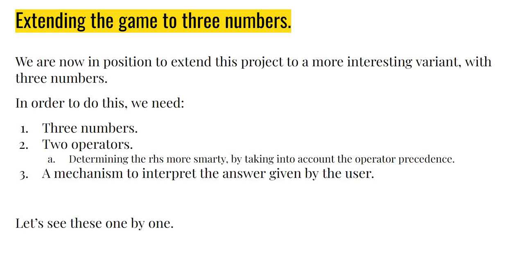And this is where this game gets quite interesting, because to determine the right hand side now requires a little bit more care, since these operators may not have equal precedence, which means we may have to do some operator before something else, like we do in algebra, like say in BODMAS, but we will come back to that point a little bit later. Finally, we need a mechanism to interpret the answer given by the user. Previously we saw we could use a list to do this. Again, a similar mechanism has to happen, but we will again come back to this later. So let's just get started with the first one, getting the third number.